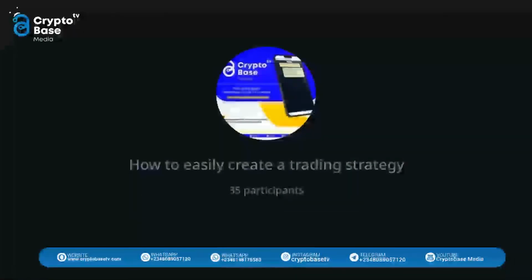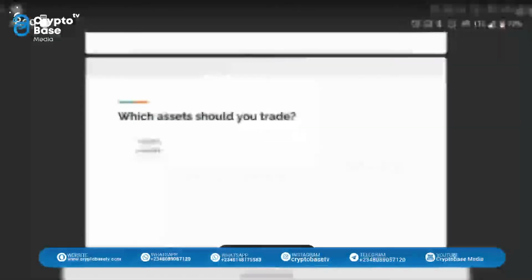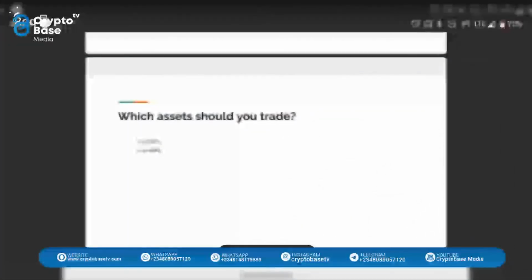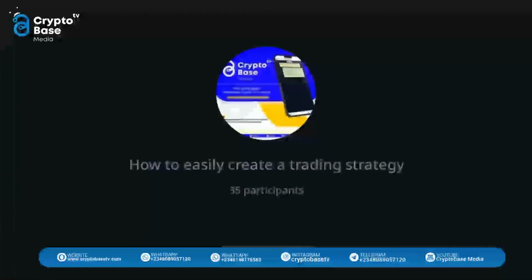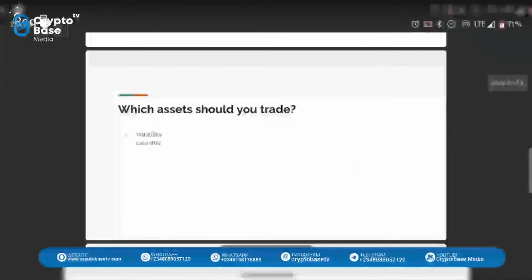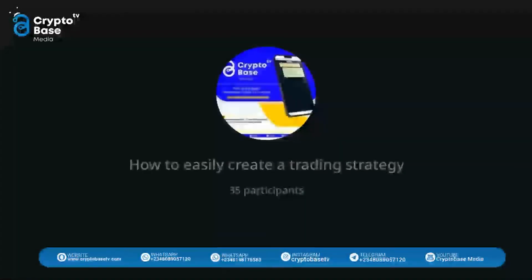So, which asset should you trade? It is very, very important that you know exactly which asset you should trade. So I've classified these according to two terms, or should I say two subjects. Now, the first one is volatility. For you to be able to select the assets that you are going to trade, you must consider the factor of volatility. Now, let me explain what volatility is.